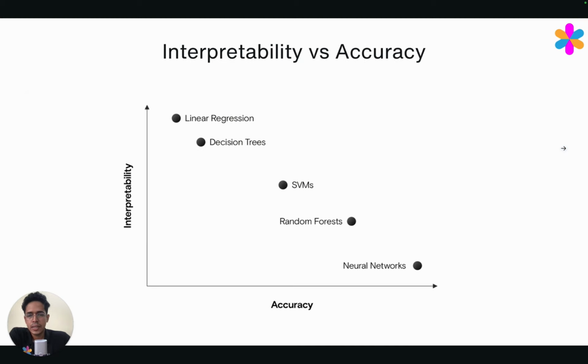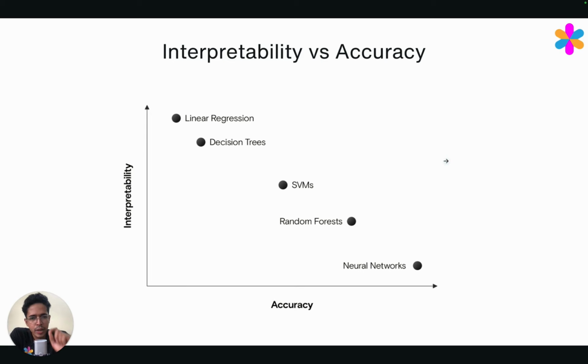So now let's come back to this question of interpretability versus accuracy. Just have a look at this plot. The x-axis shows accuracy. The y-axis is about interpretability. Models like linear regression models and decision trees have very high interpretability compared to other models, but their accuracy is low. And models like neural networks are very accurate. You can classify or you can do many things using neural networks, but they are poorly interpretable.